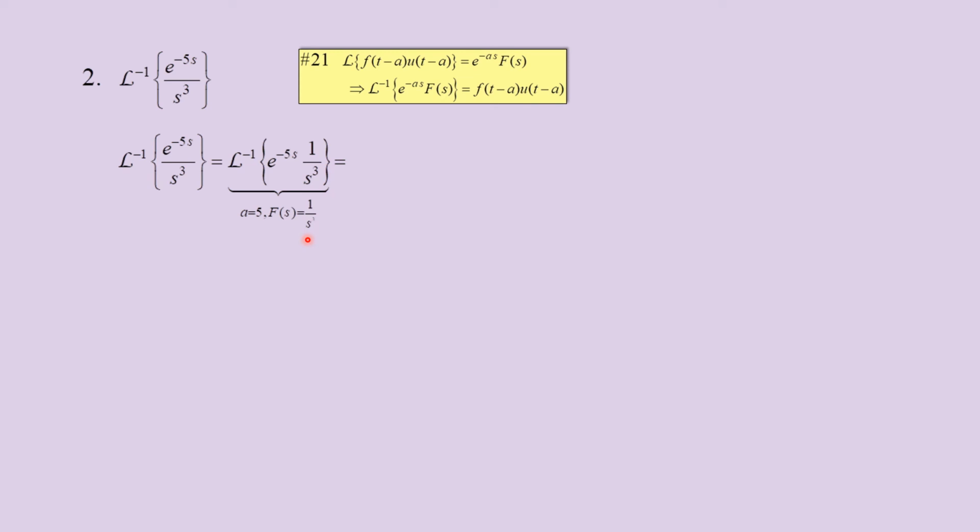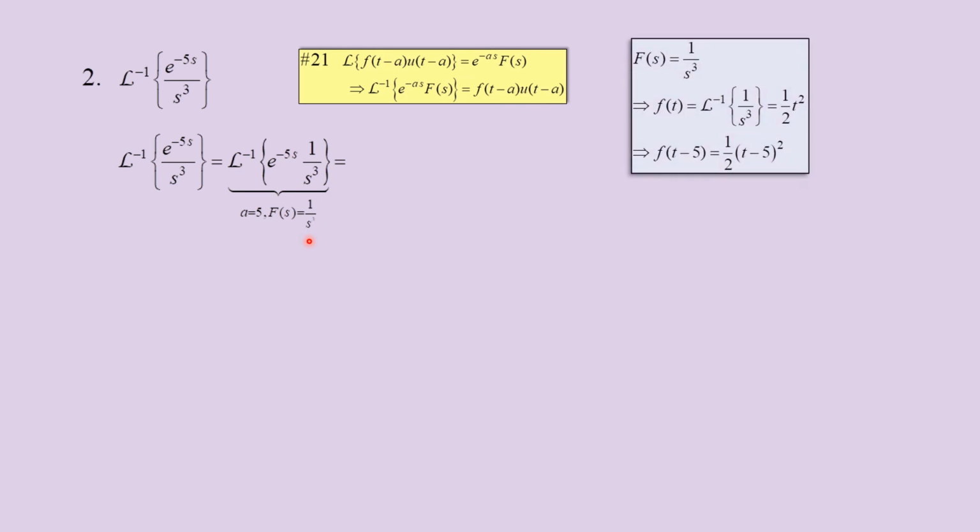Once we know the F(s), we have to find the f of t. So let us do our work. F(s) is equal to 1 over s cubed. Therefore, f of t has to be the inverse of the F(s), which is the inverse of 1 over s cubed. Now, referring to the table of Laplace transform, formula number 3, the inverse Laplace transform of 1 over s cubed is equal to half t squared. Now, this is f of t, but for formula number 21, the inverse Laplace transform of e to the negative as F(s) is f of (t minus a) u(t minus a).